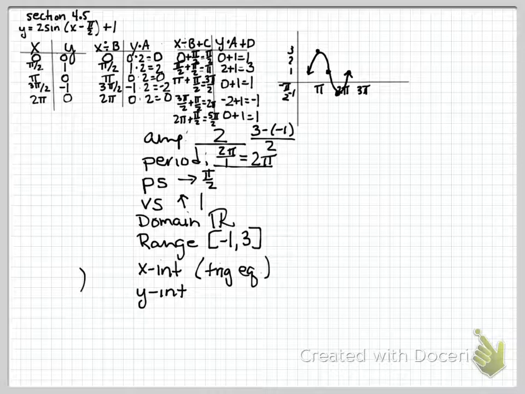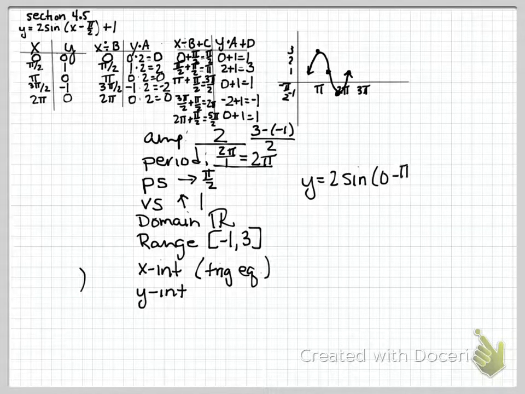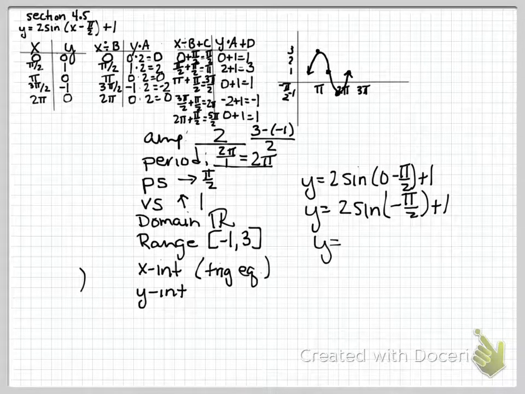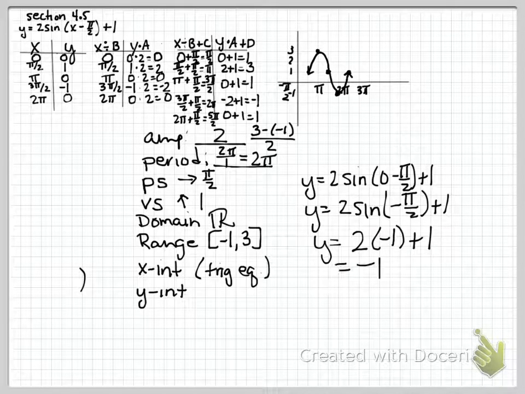So for y-intercept, we're going to put 0 in for x. Two times the sine of 0 minus pi over 2 plus 1. Well, let's just solve this. Y equals 2 sine negative pi over 2 plus 1. Well, the sine of negative pi over 2 is just -1, plus 1. That's going to give me -1. So the y-intercept is just 0, -1.